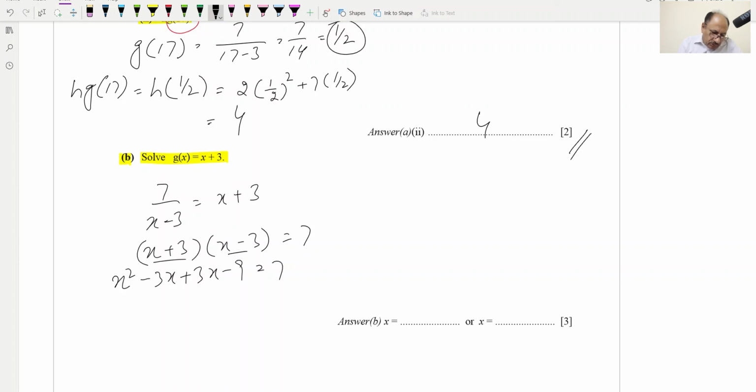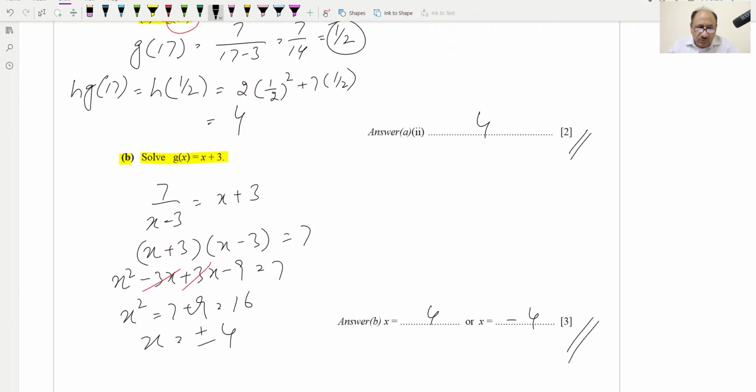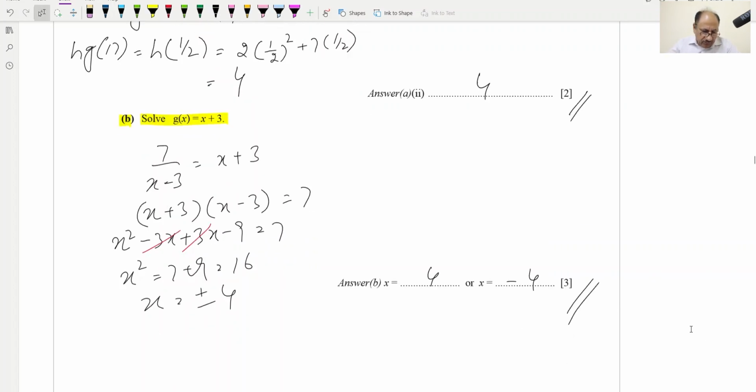Hopefully you understood this step. Now these two, plus 3x and minus 3x, will be cancelled, and we get x squared is equal to 7 plus 9, which is equal to 16. So x is equal to plus minus 4. So this will be plus 4 and minus 4. These will be minus 4, sorry, minus 4. These will be the two values for 3 marks which we have done.